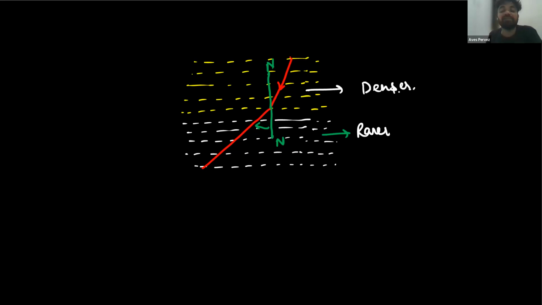So it is not necessary that if a substance has higher mass density, it will be optically denser. If I am saying optically denser, it means that when a ray passes from one medium to another medium, the ray should bend towards the normal. So here you see, or you can trace the path in the backward direction also.